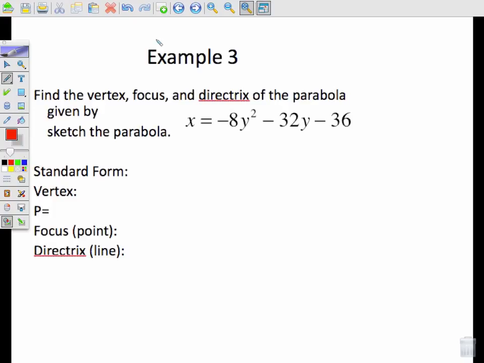All right, let's take a look at this next example. We are doing all of the same parts, so we want to put this into the form that we are looking for. And here we need to complete the square here. Now we're completing the square on the y's. So I'm going to take my x and I'm going to add the 36 over to the other side.